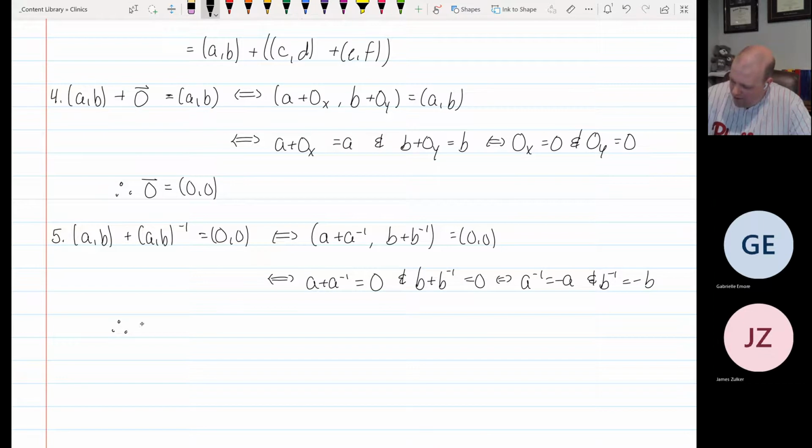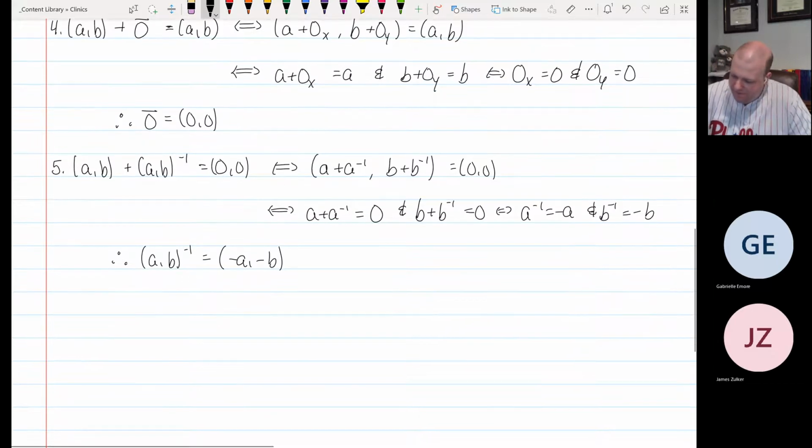All right, so our additive inverse would be negative A, negative B. So we have an additive inverse. So axiom 5 has now been proven. The sixth axiom: closure under scalar multiplication.